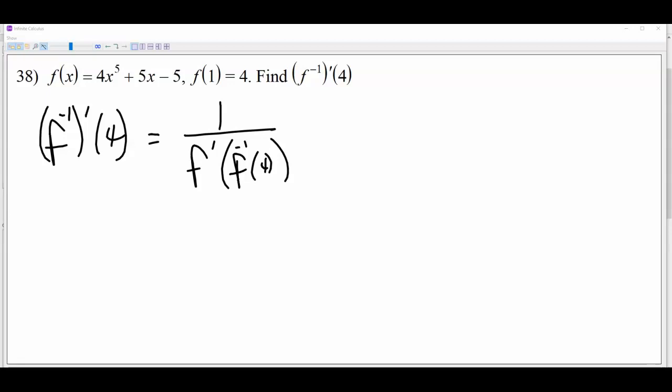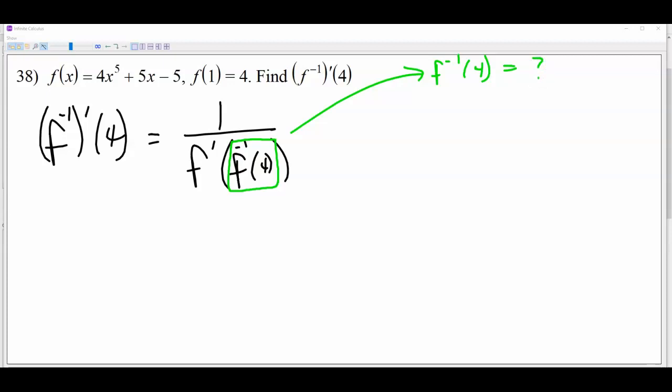You're going to want to set it up like that. Now the next thing that you're going to want to do is figure out what this is. What is f inverse of 4? Well, we're going to have to take a little side detour here for a second. So that's why I'm doing it in a different color. F inverse of 4, we need to figure out what that equals.